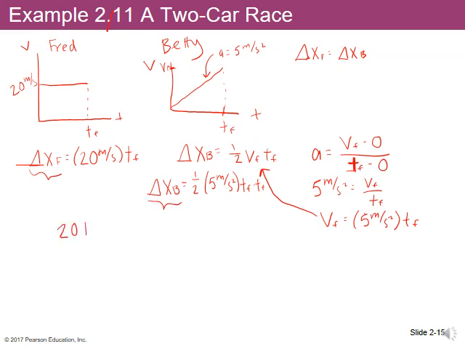We can have 20 TF equals 1/2 of 5 TF squared. Notice that we can divide both sides by TF. You can eliminate 1 TF on each side, and we can have 20 equals 1/2 times 5 is 2.5 TF. Dividing both sides by 2.5 gives you that TF is 8 seconds. Now, this is an answer, but is this the final answer?